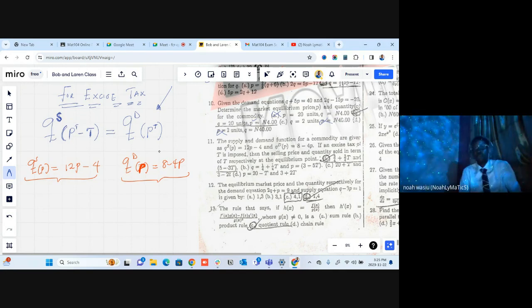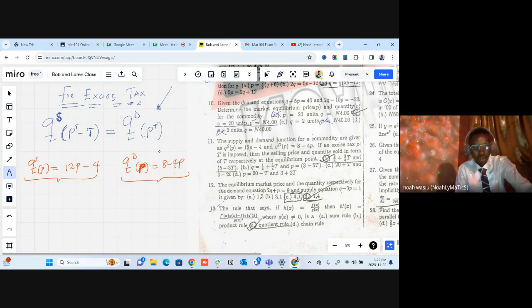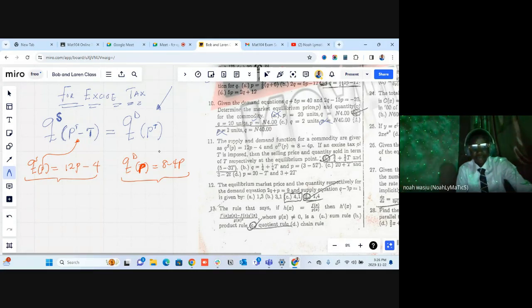So when you get to this point, what are you going to do? I just said you have to express QS in terms of PT minus T. I have this as 12P minus 4, right? If I want to look for QS of PT minus T, wherever I see P, I will substitute it as PT minus T. So instead of writing 12P, I will open a bracket and insert P raised to the power of T minus T inside it. That's how it's going to work in that case.